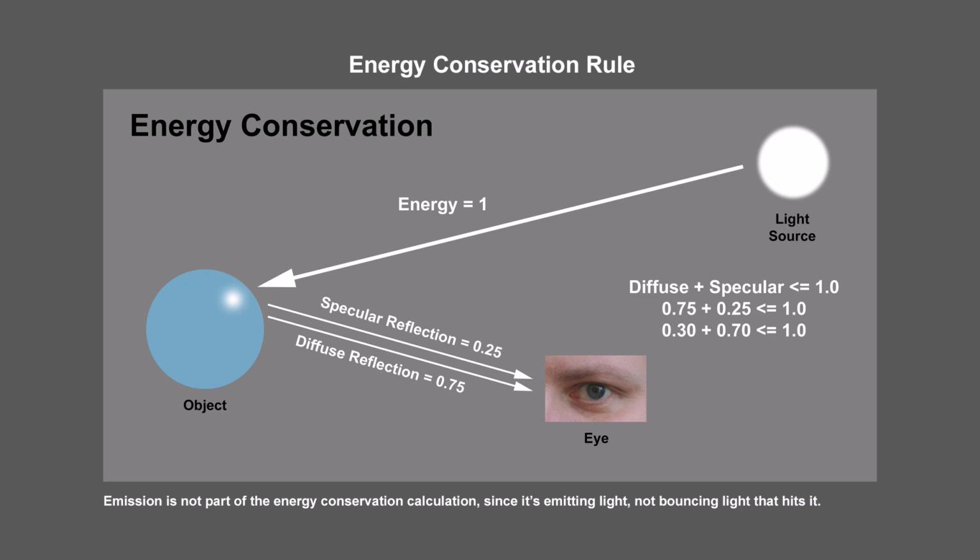And again, this is just a simple example showing only 2 components, but all 4 of them, the main ones, must follow this rule. So if you have some subsurface in there, it means that the diffuse and the specular have to go down a little bit as well in order to achieve that 1.0 balance. And just to mention, emission is not part of the energy conservation calculation because emission is emitted light. It's not light that's bouncing off the surface when it gets hit.